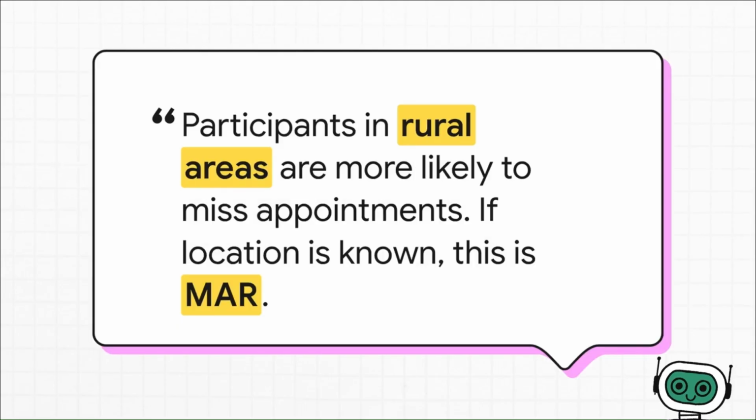Let's make this concrete. Imagine a medical study where you notice participants from rural areas are more likely to miss their follow-up appointments. The data for that appointment is missing, but you know their location. Since the missingness is related to another variable you've observed, this is a classic case of MAR.